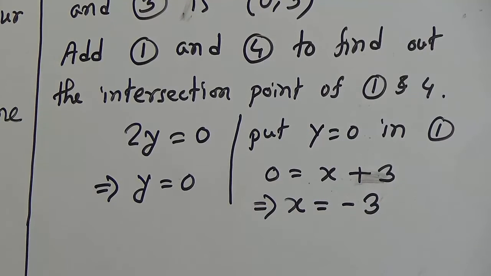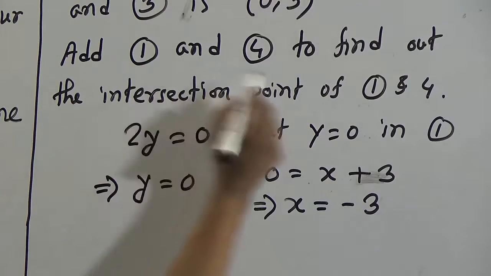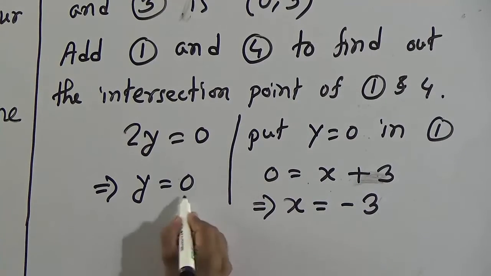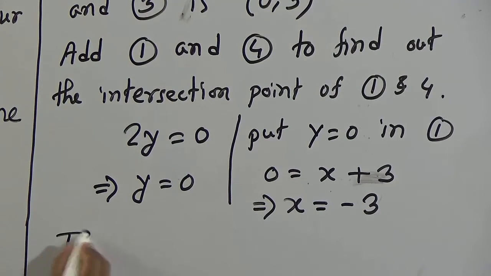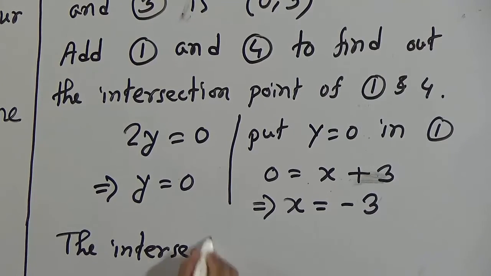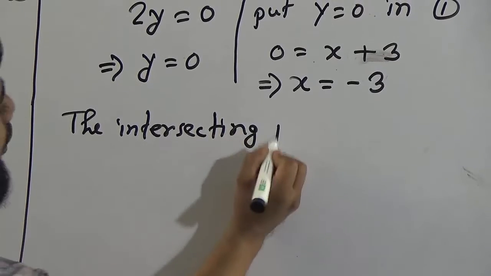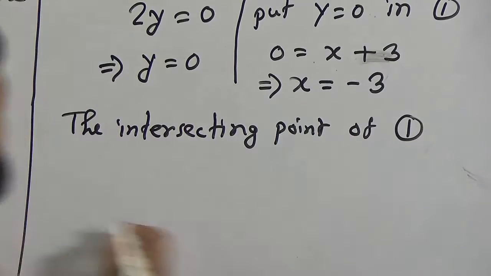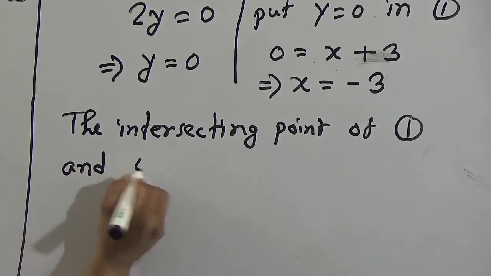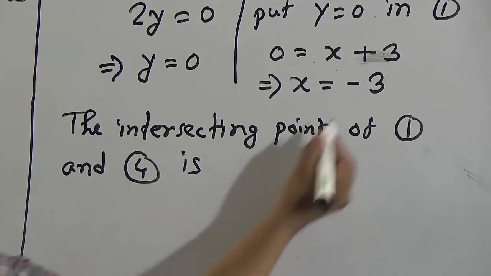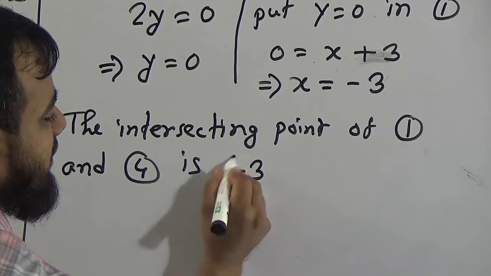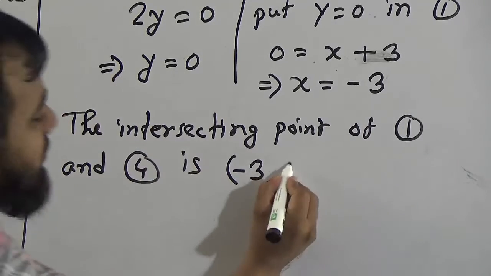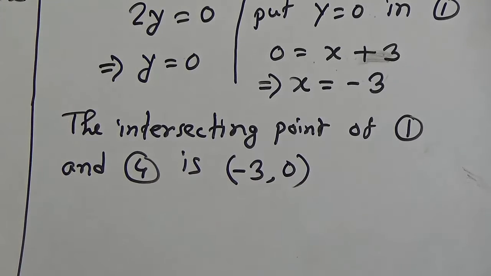That means the intersecting point of the straight lines 1 and 4 is minus 3, 0. Okay, write down: the intersecting point of 1 and 4 is, abscissa is minus 3 and ordinate is 0. This is our second point of the quadrilateral.